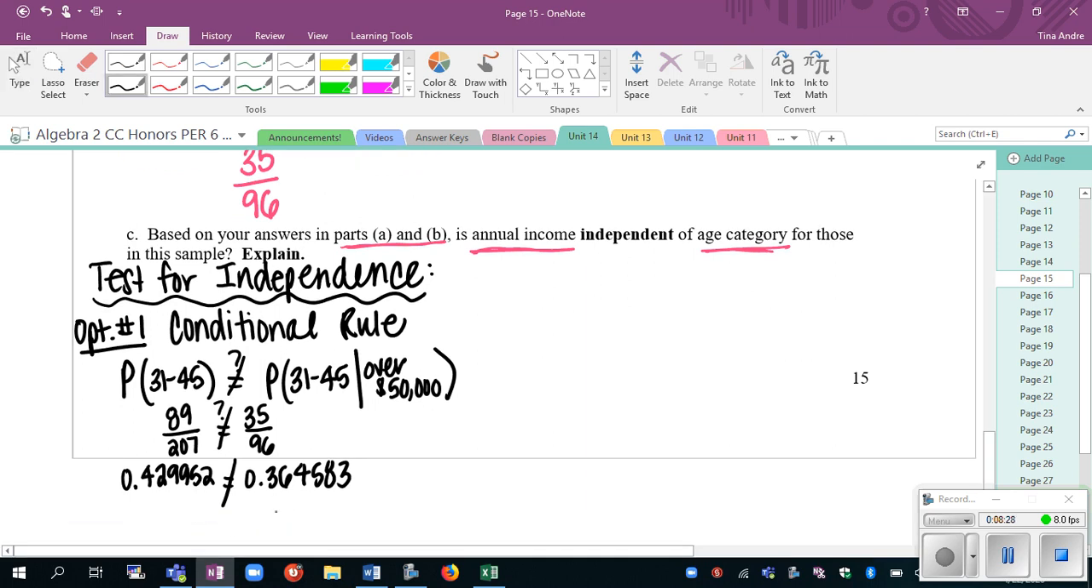Before I write my conclusion, I'm going to show you the multiplication rule, and we'll use the same conclusion for both, because if you use the conditional rule and get not independent, then when you do the multiplication rule, you also have to get not independent. So let me do the second rule and then we'll write our conclusion. So option number 2 is to use the multiplication rule.